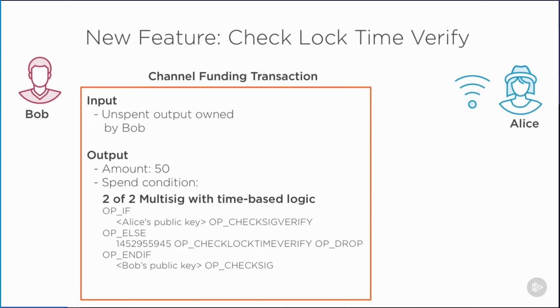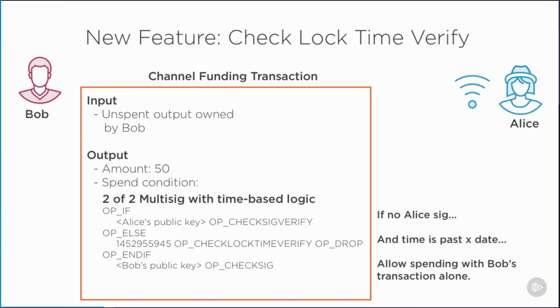The full logic looks like this. This is the script language inside Bitcoin's transactions. Translated into English, this says the output is spendable with Alice's and Bob's signatures, or, if Alice's signature is not valid, the output is spendable if the current time is greater than the time specified.